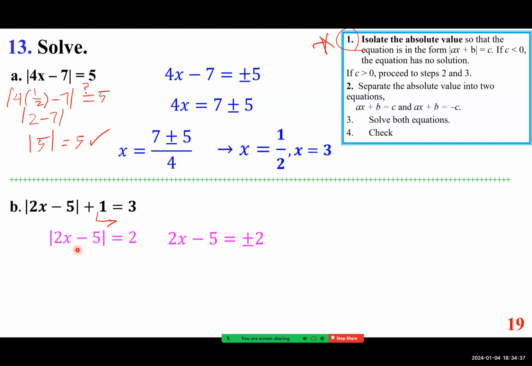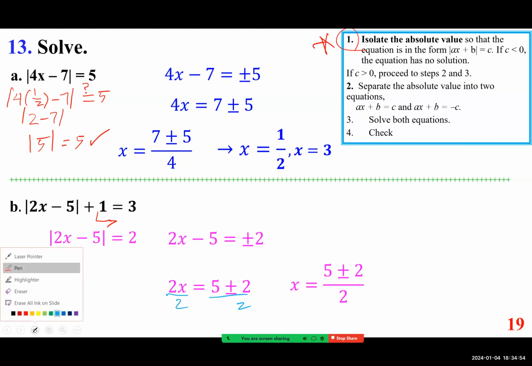We're going to move the 5. Negative becomes positive on the right side. So 5 plus or minus 2, we're going to divide by 2. And 5 plus 2 is 7 halves. 5 minus 2 is 3 halves.